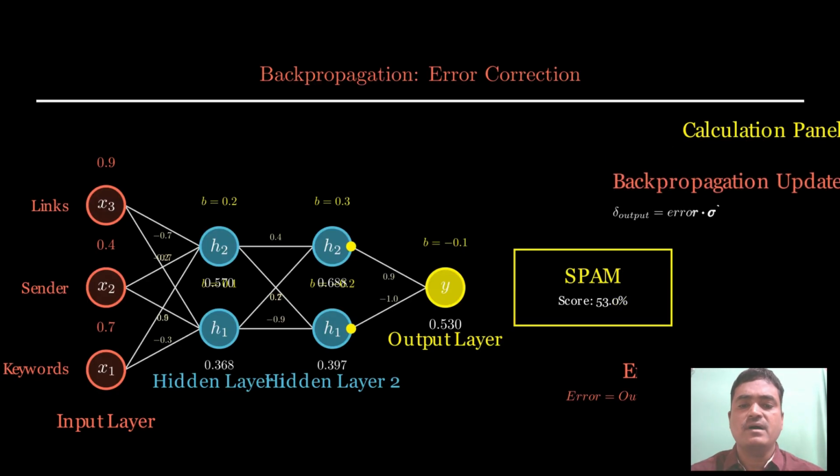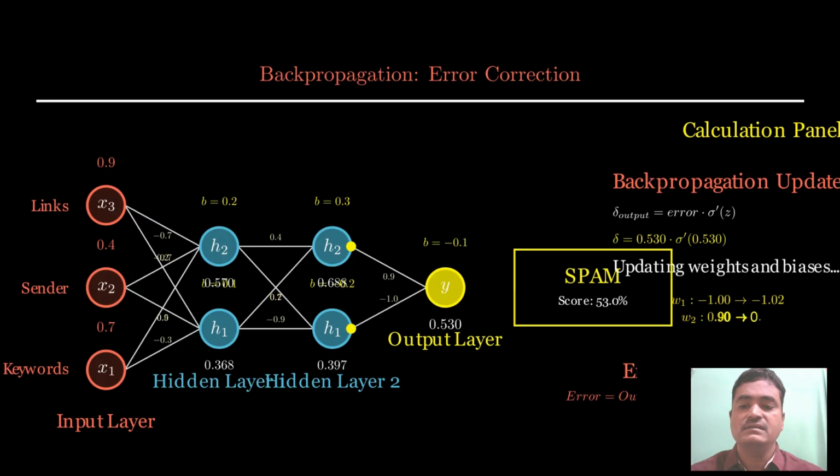A rectangular box appears next to the output neuron. If the output exceeds 0.5, it displays spam in yellow with a confidence percentage. If below 0.5, it shows not a spam in blue. This translates the numerical output into a meaningful spam detection result we can understand and use.